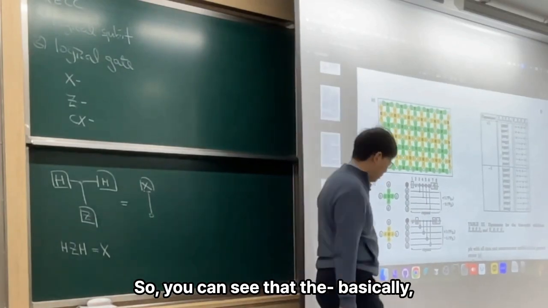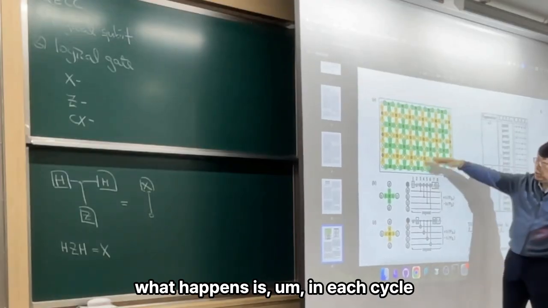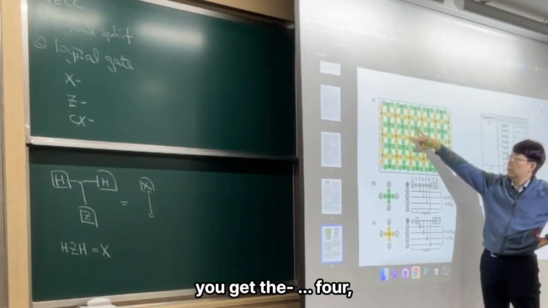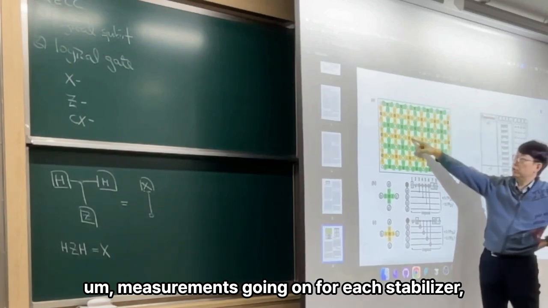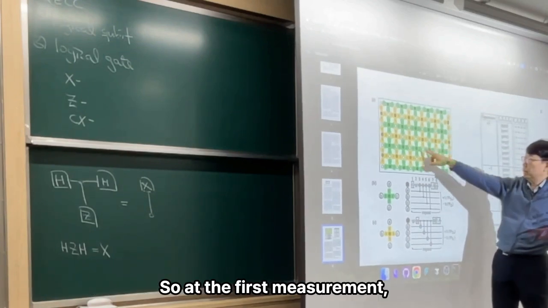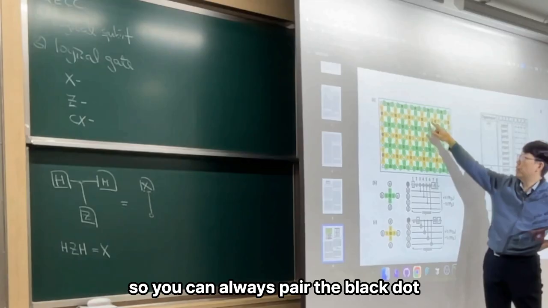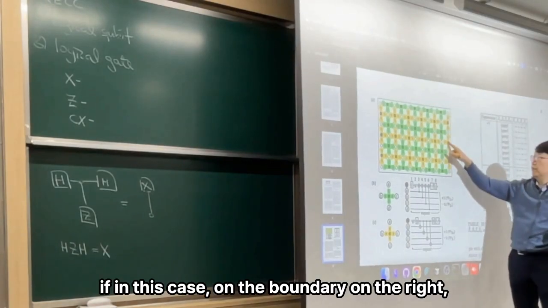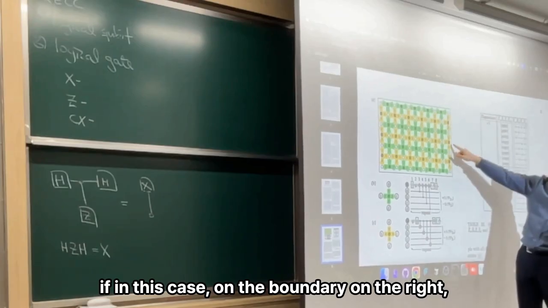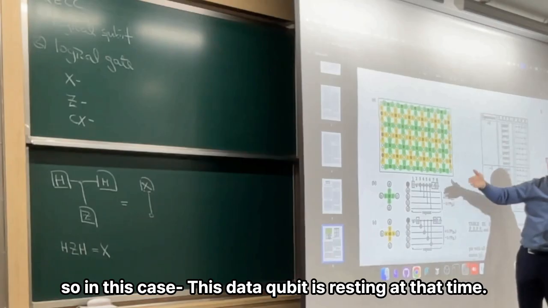So you can see that basically what happens is in each cycle you get the 4 measurements going on for each stabilizer, each black dot. So at the first measurement, the black dot is acting on the data qubit on the right. So you can always pair the black dot with the white dot to the right. And if there's none, for example, on the boundary on the right, there's no data qubit on the right. So in this case, this data qubit is resting at that time.